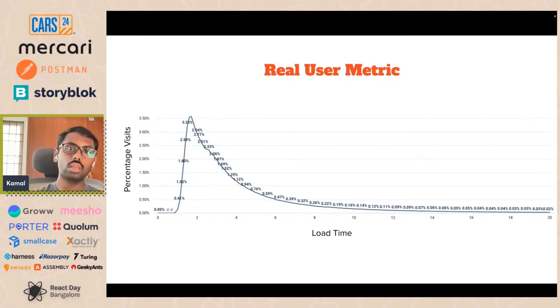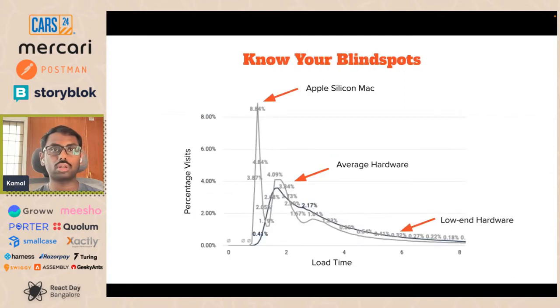The other caveat to know and understand is to be aware of where your blind spots are. This is a graph that depicts the load times of the Postman application across different platforms. And you can see a really fast experience for a large number of users who are using Apple Silicon hardware as compared to Intel Mac or a normal Windows machine.